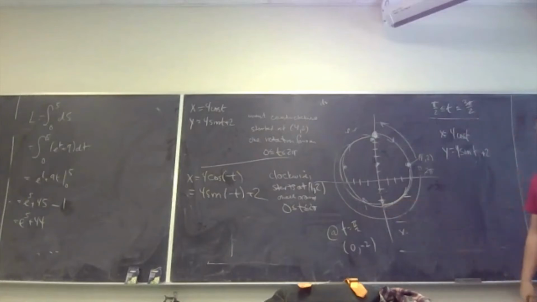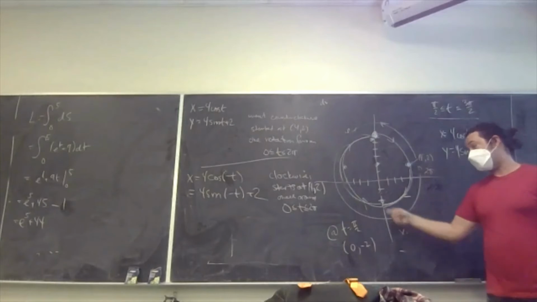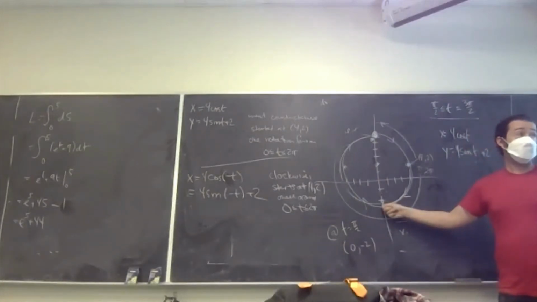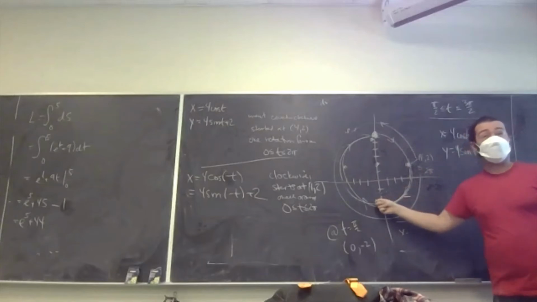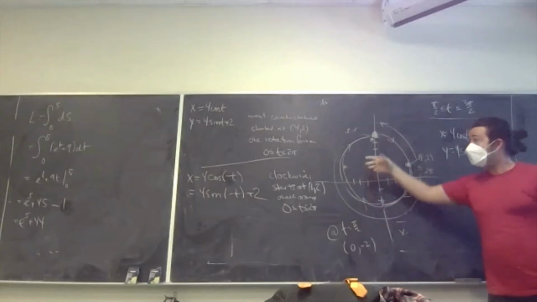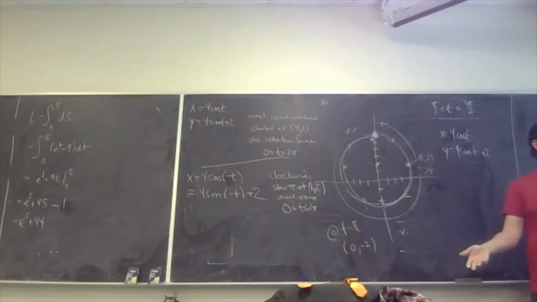Now, an interesting exercise would be, how would you write down the equations if it went the other direction and it started here? Or if it started here and it had to go this way instead? What if I asked you the same question, but I said, now make it go clockwise instead of counterclockwise for a half circle?